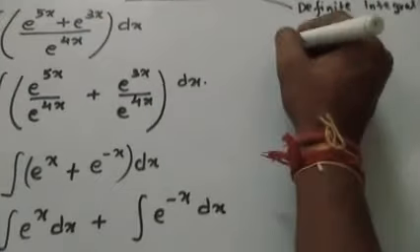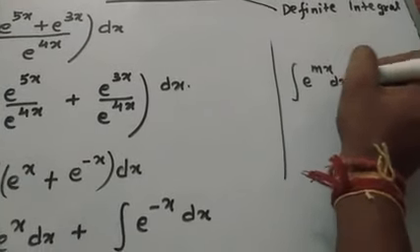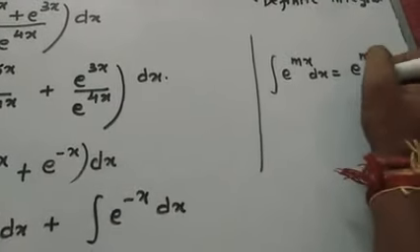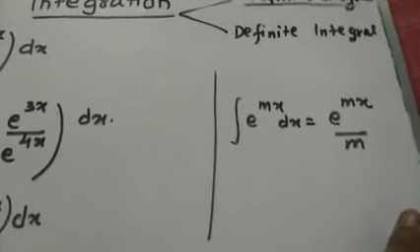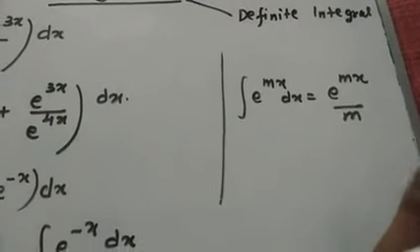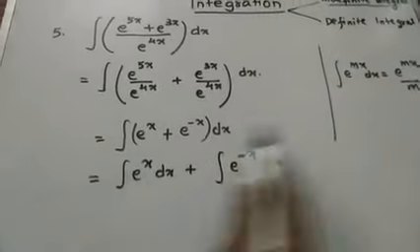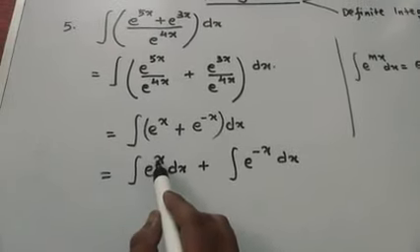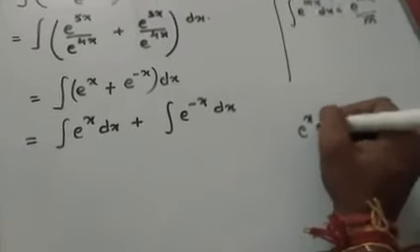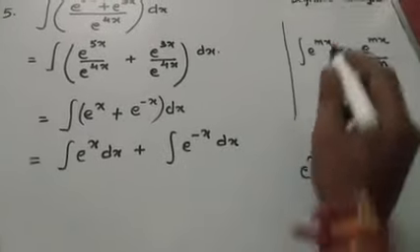Now what was the formula? Integration over e to the power mx dx is e to the power mx by m plus c. This was the formula. So here the m will come in terms of division. Now for the first one, what is the m here? See, e to the power x, e to the power mx. So here we can see that m is 1, because e to the power x can be written as e to the power 1 into x. So 1 is the m.